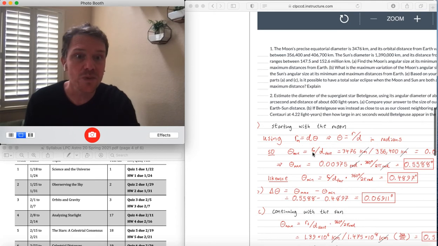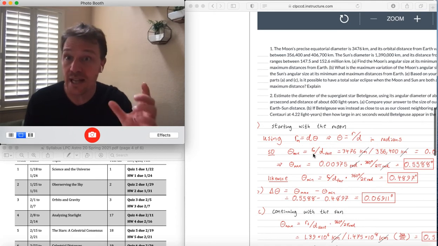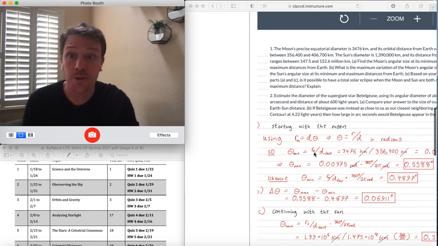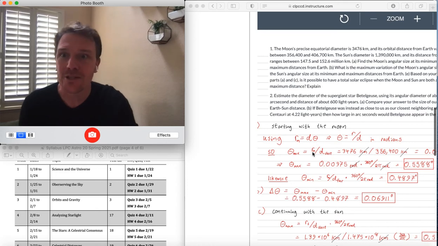The idea is we take the radius of the moon, which is unchanging because that's the actual physical size of the moon. The moon doesn't shrink or expand appreciably at all. It's just a cold inert sphere of rock; it doesn't even have a molten core. But then we divide by the closest distance, the minimum distance, because if you divide by the smallest number, you get the biggest angle.